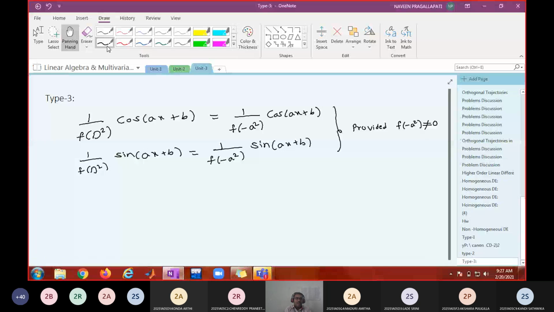What is minus 2 square? Is it 4 or minus 4?